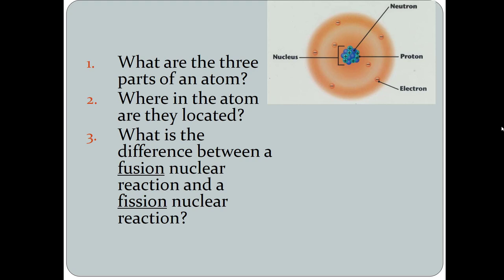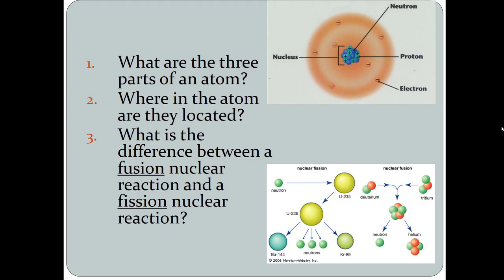Number three, what is the difference between a fusion nuclear reaction and a fission nuclear reaction? In fusion, you are taking two smaller nuclei and combining them to form a larger one. So the second picture there shows that. And a fission nuclear reaction is where you have a large atom and you bombard it with something and it splits into two medium-sized atoms.